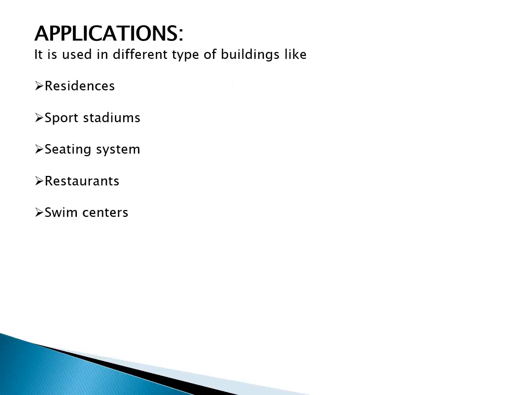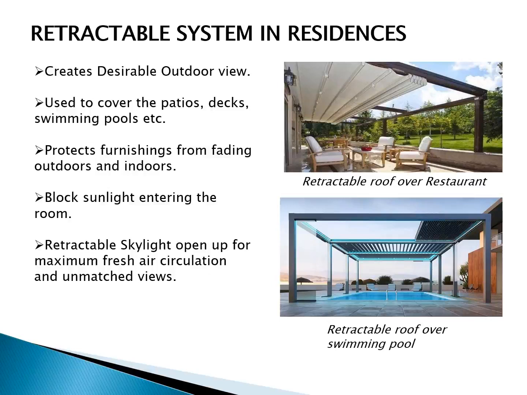Now we will see its applications. It is used in different types of buildings like residences, sports stadiums, seating systems, restaurants, and swimming centers. A retractable system in residences creates a desirable outdoor view and is used to cover the baths, decks, swimming pools, etc. It protects furnishing from fading outdoors and indoors and blocks sunlight entering the room. Retractable skylights open up for maximum fresh air circulation and unmatched views.